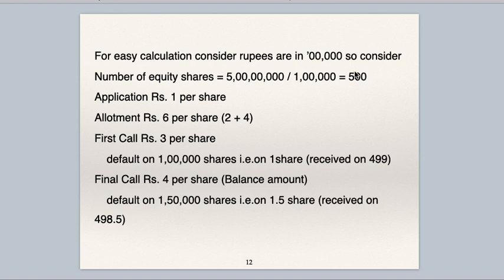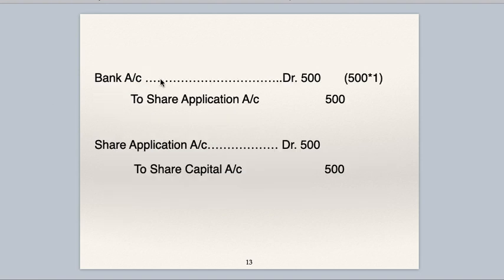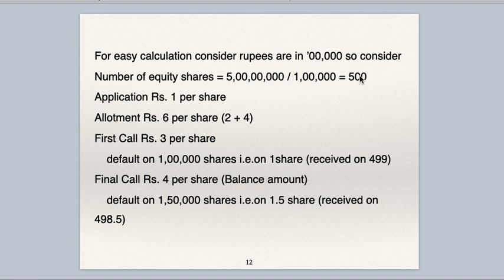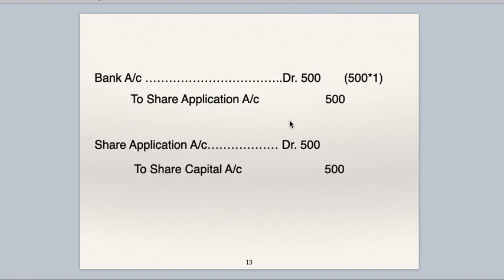So first entry is application money received, 500 into 1. First you have to show application money received and then transfer it to capital. Bank account debit to share application to share capital. 500 into 1. 500 into 1. Don't forget to write rupees in lakhs on top of amount column.